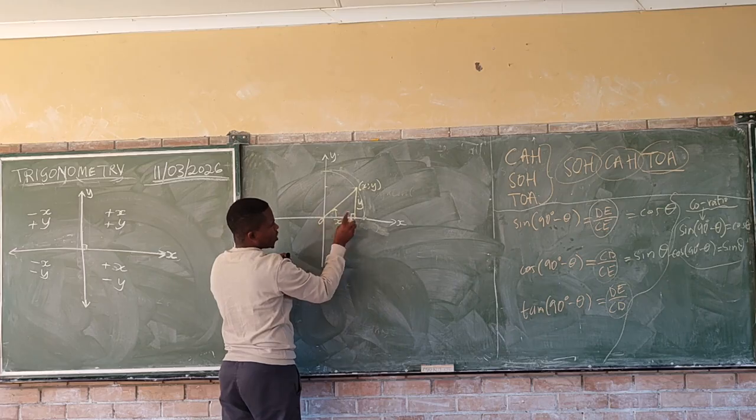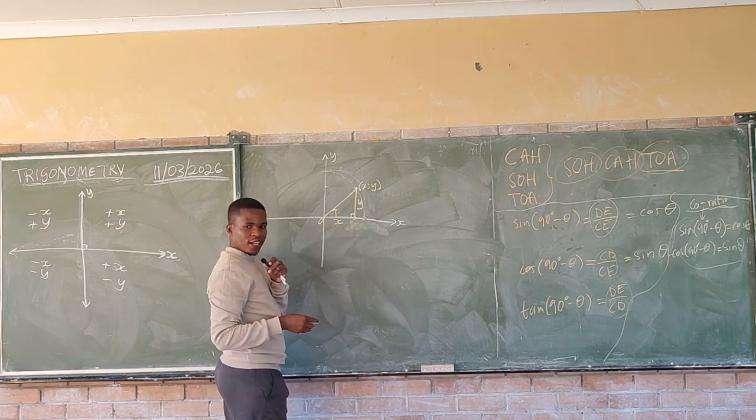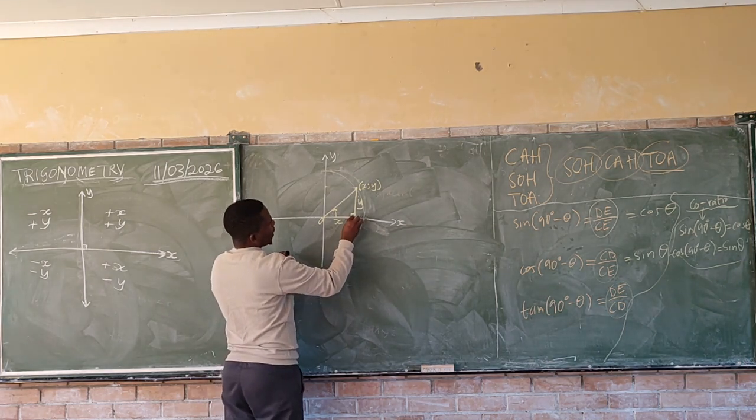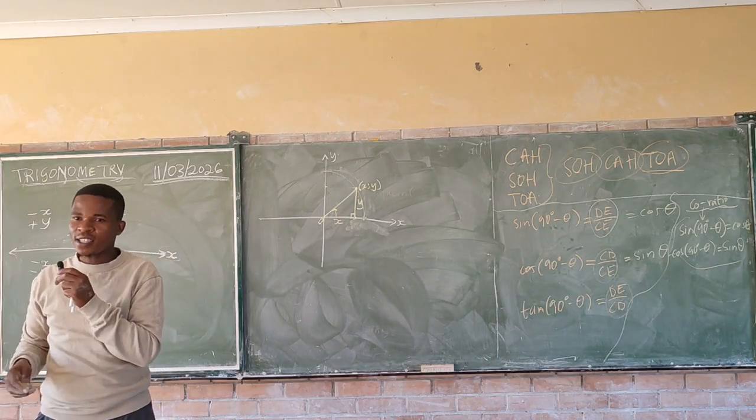Now can you see that this x and y represent this line, and this x represents this distance from here to here, and this y represents from here to here. Can you see that? All right. Then now we have the other side there.